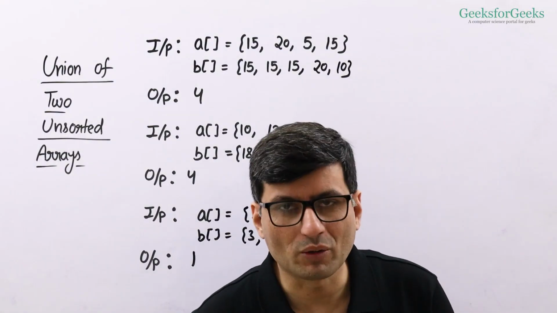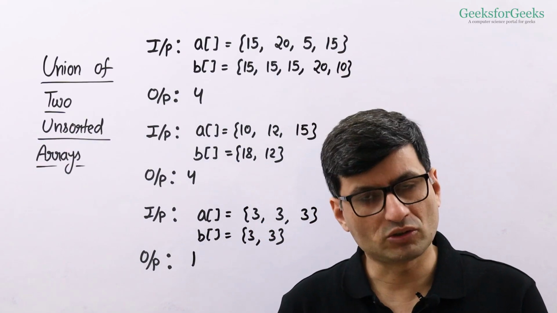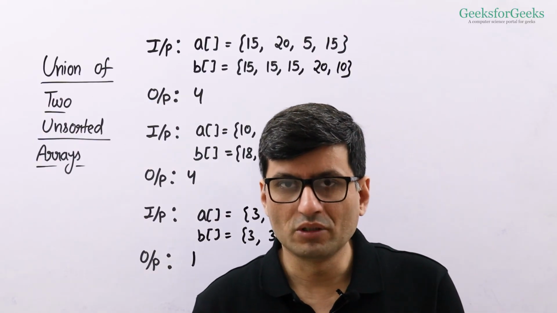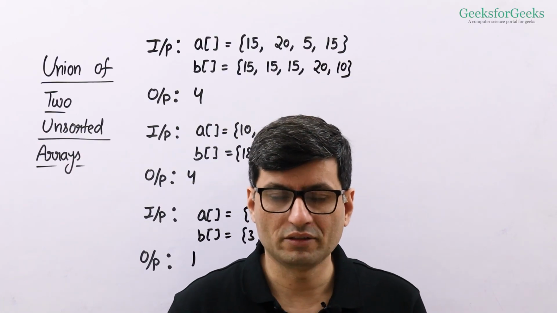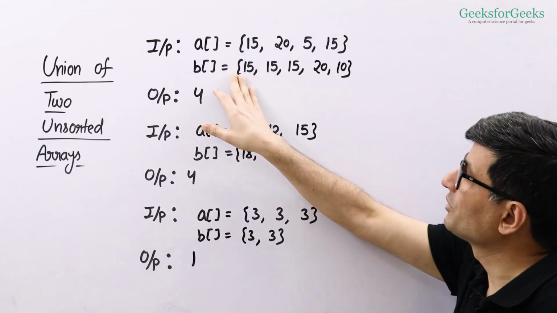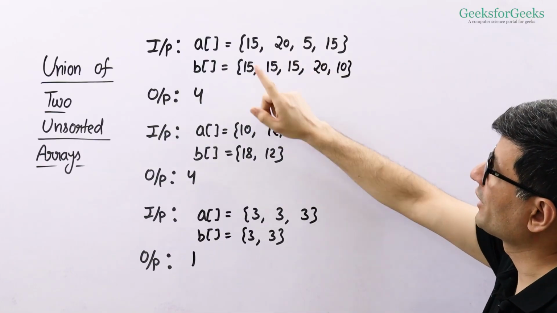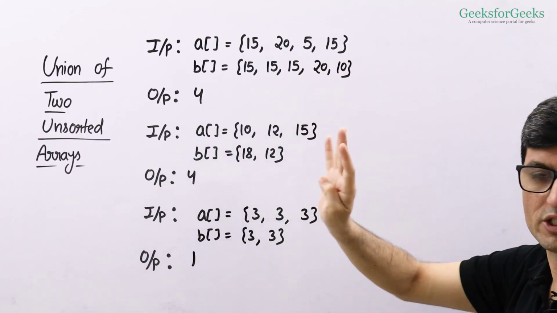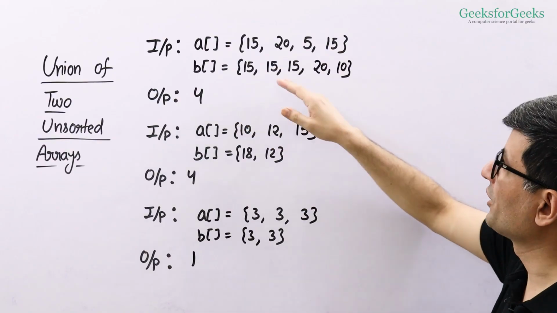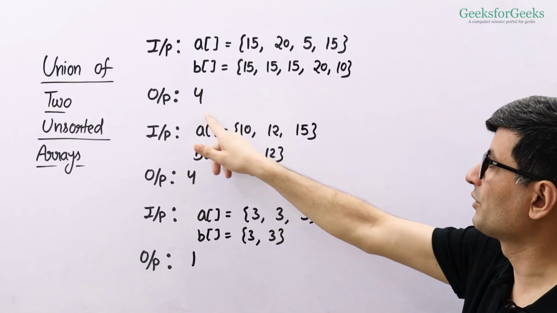Let us talk about this problem. We are given two arrays which might be unsorted. Our task is to count distinct elements in both the arrays combined. For example, if you see these two arrays, the elements which are there in both the arrays are 15, 20, 5 and 10. Right? There are four distinct elements. 15 appears multiple times in both the arrays, but we need to count distinct. So our output is 4.